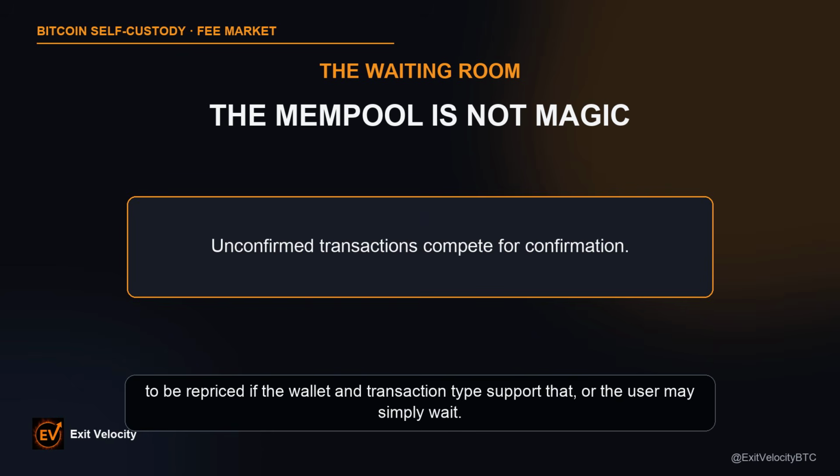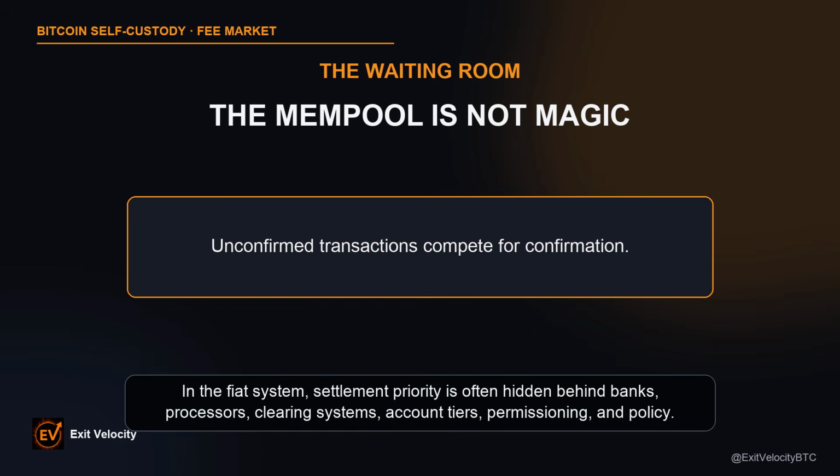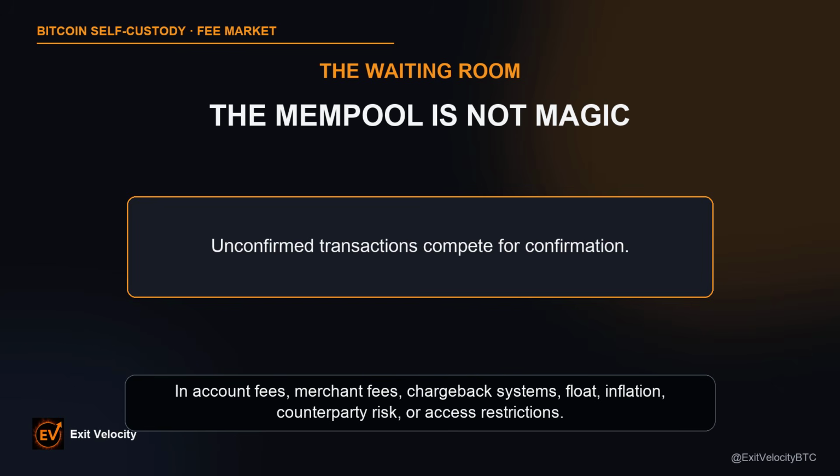When block space is quiet, users may attach lower fees and still confirm. When block space is crowded, users who want faster confirmation may have to outbid other users. If they do not, the transaction may sit longer. It may remain unconfirmed. It may eventually need to be repriced if the wallet and transaction type support that, or the user may simply wait. The key is that Bitcoin does not promise equal urgency at equal price. It offers final settlement under rules. The fee market decides how expensive it is to get into a block during a given moment.